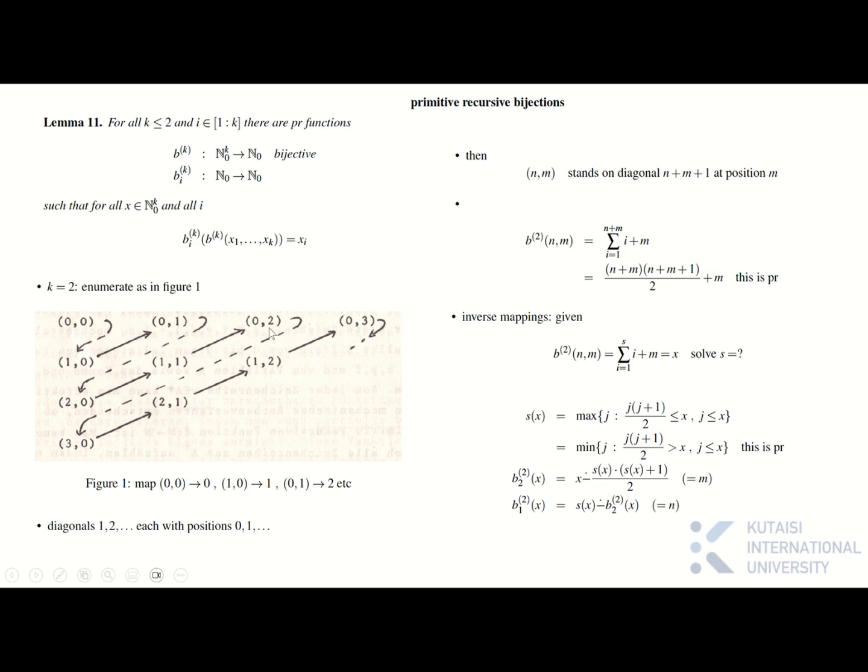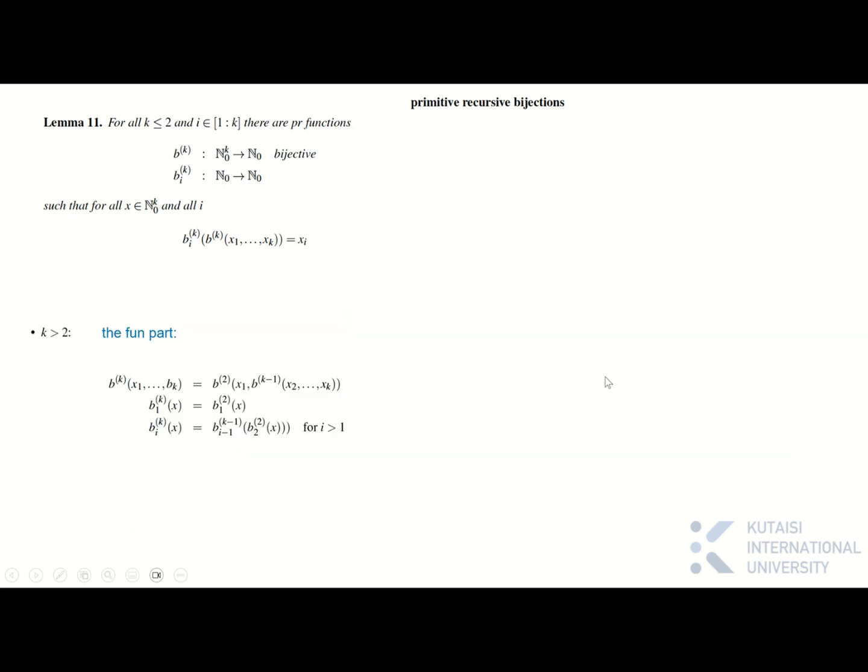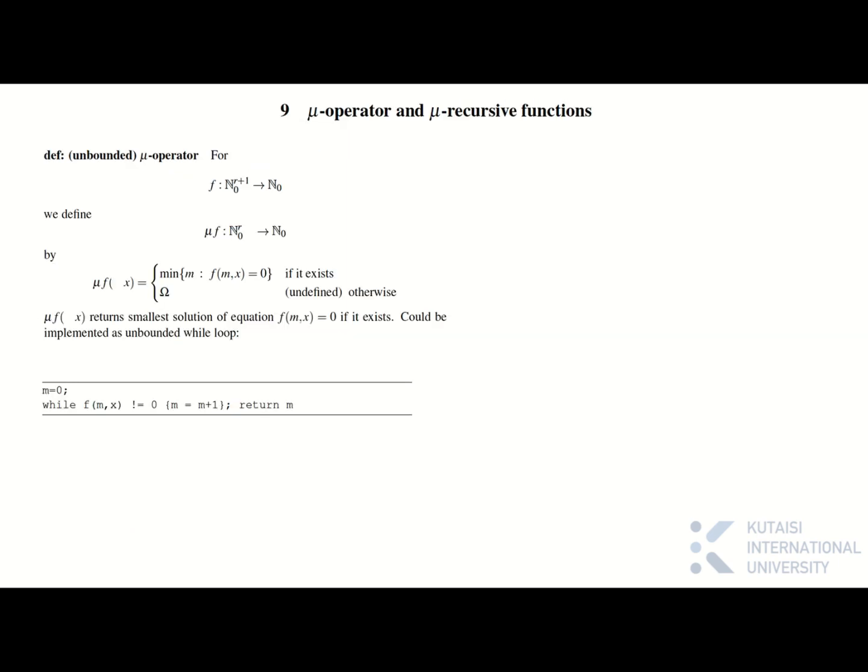And that means that, okay, I might tell you there is a bijection between natural numbers and, let's say, triples of natural numbers, but that bijection might not be computable or might not be primitive recursive. But here we prove that primitive recursive bijections also exist between N^k and N. Right? And this is the proof. You can look at it if you want to, but now we want to move to the most important definition of the section. It's the mu operator and mu recursive functions.